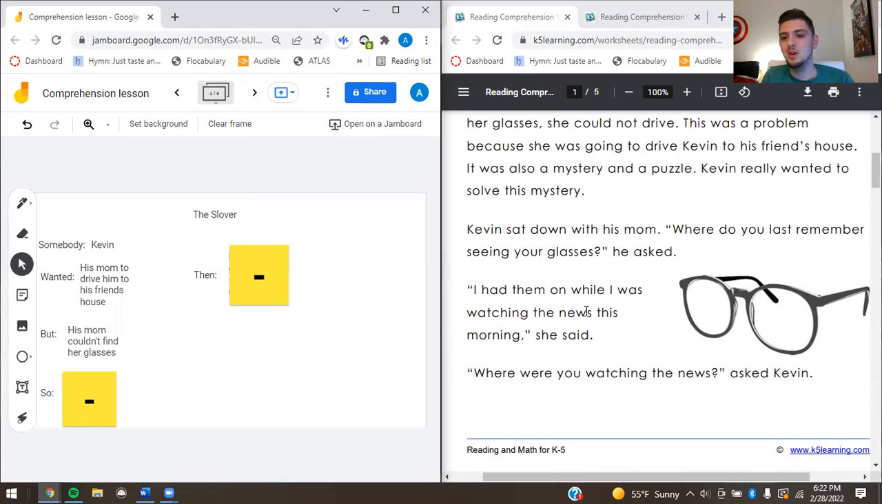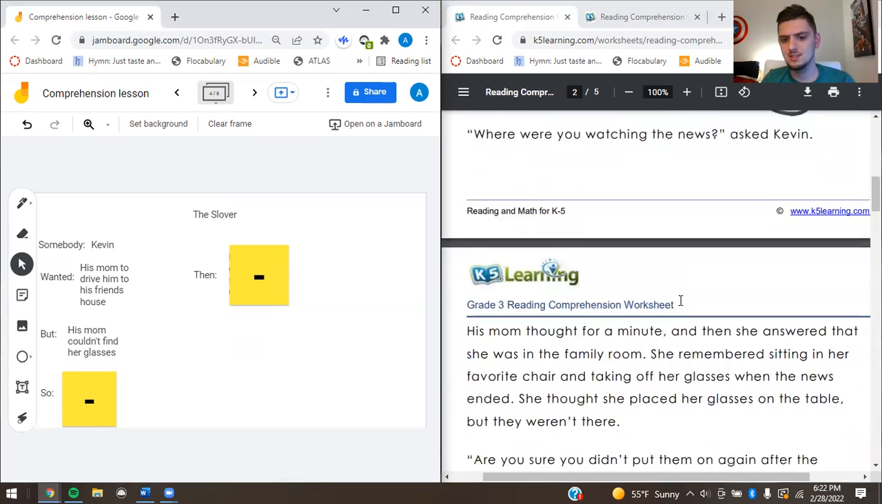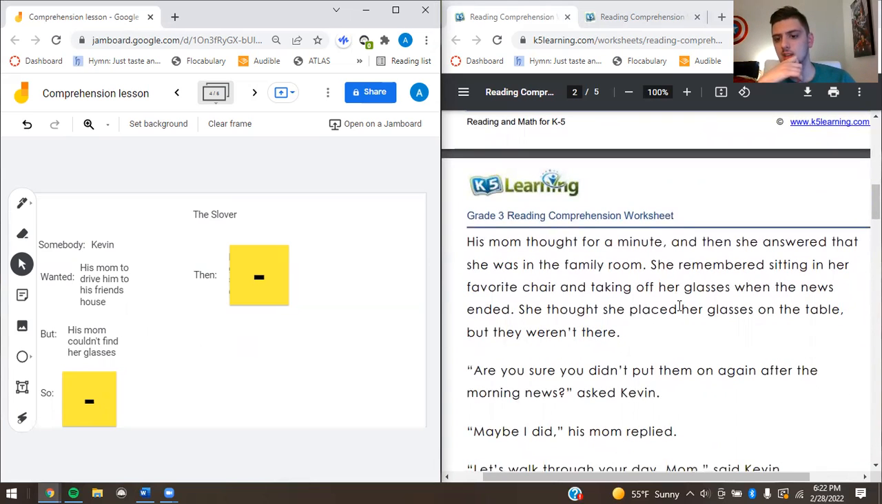Kevin sat down with his mom. "Where do you last remember seeing your glasses?" he asked. "I had them on while I was watching the news this morning," she said. "Where were you watching the news?" asked Kevin. His mom thought for a minute, and then she answered that she was in the family room.